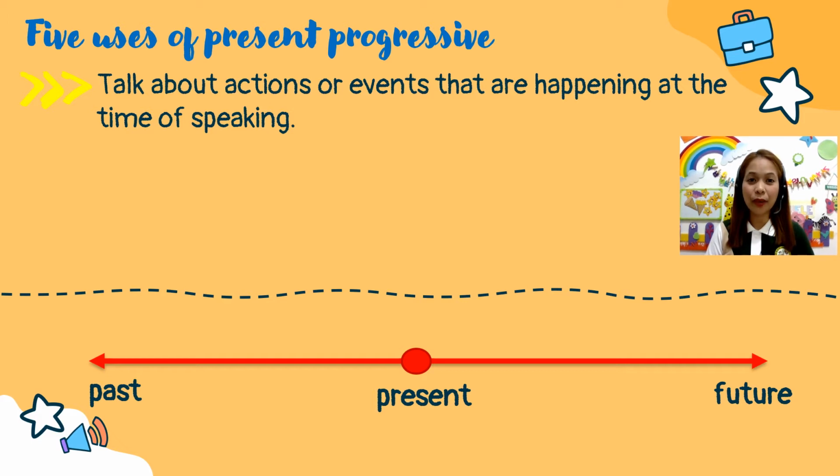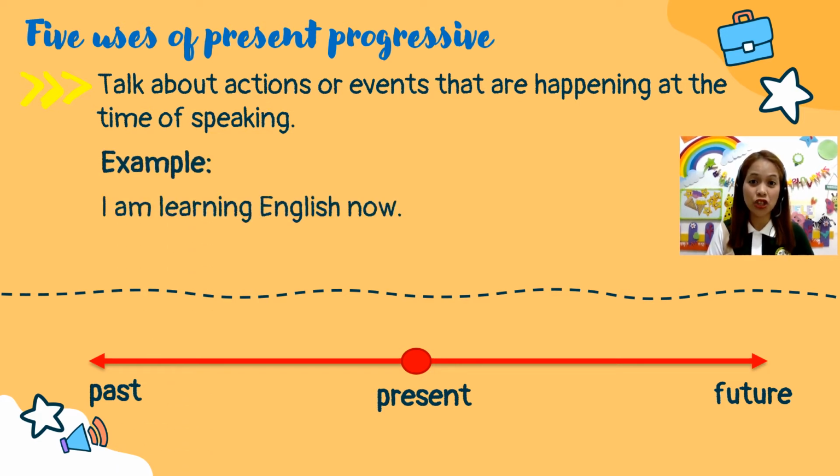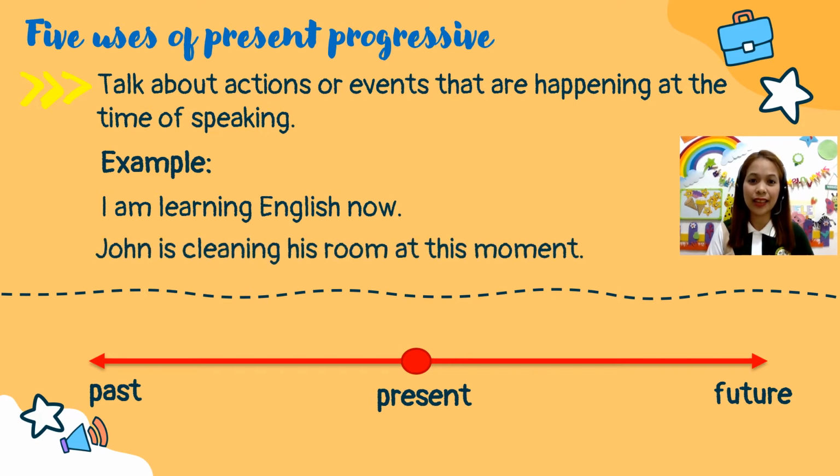Let's talk about the 5 uses of present progressive tense. First one, it's to talk about actions or events that are happening at the time of speaking. For example, I am learning English now. John is cleaning his room at this moment. The verb phrases am learning and is cleaning are both in the present progressive tense. The expressions now and at this moment are used to indicate the time, which is present. Alright?